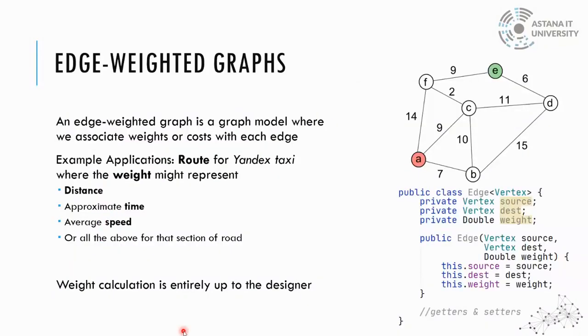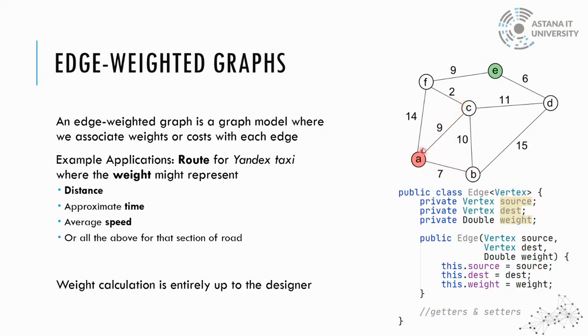Now let me explain how to deal with edge-weighted graphs. An edge-weighted graph is a graph model where we associate weights or costs with each edge. As you see here, the edge from I to F has cost 14, from A to C it's 9, from A to B it's 7, and so on. So that could give us some extra information about the path.